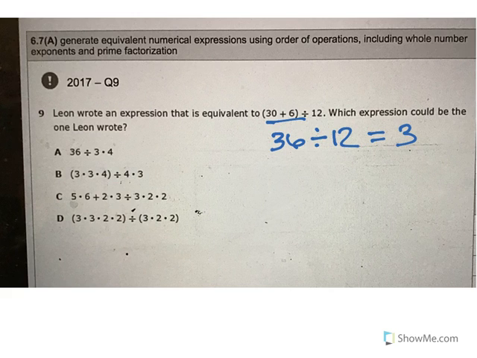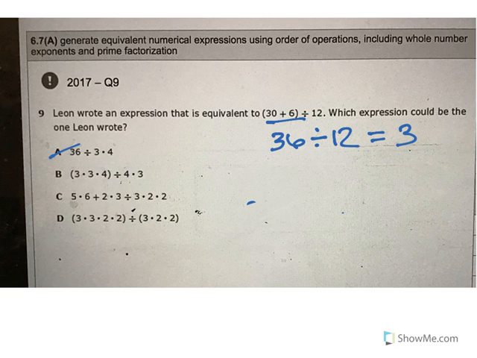Let's see if we can get 3 on any other problems. So the first one, 36 divided by 3 times 4. I have to do it from left to right, so 36 divided by 3 is 12, and 12 times 4 is 48. Nope, that's not it. Can't be that one. All right, let's cross out A.